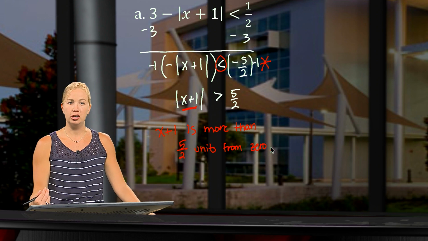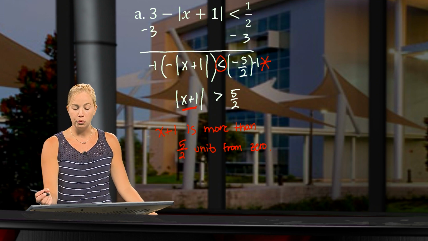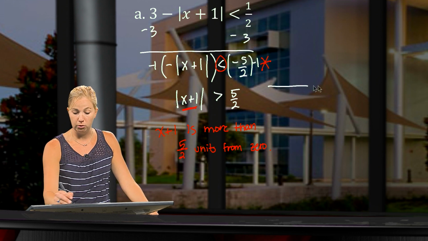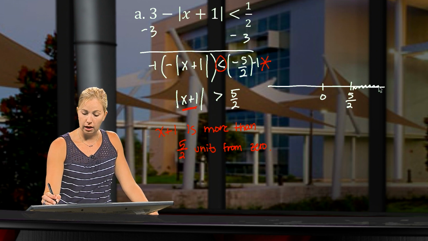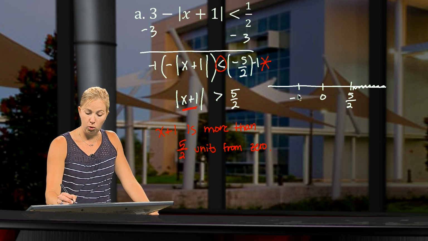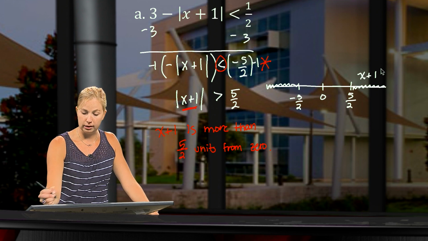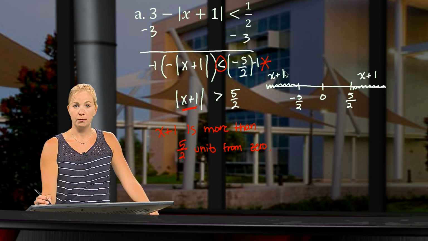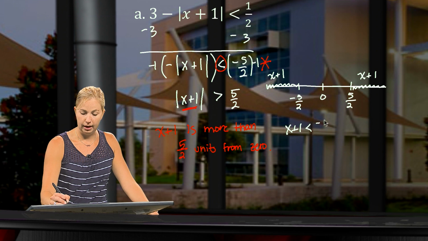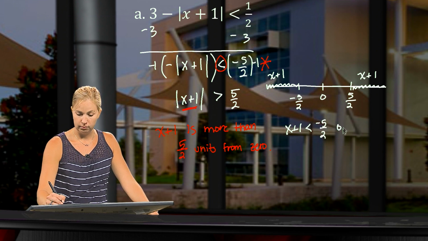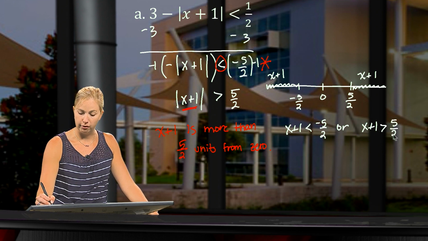Notice I keep using that definition. It's going to help me in setting up my two inequalities without the absolute value. If x plus 1 is more than 5/2 units from 0, then that means it's going to be to the right of positive 5/2 or to the left of negative 5/2. These shaded regions are representing our x plus 1. This left-hand side says that x plus 1 is less than negative 5/2. This right-hand side says that x plus 1 is greater than positive 5/2.